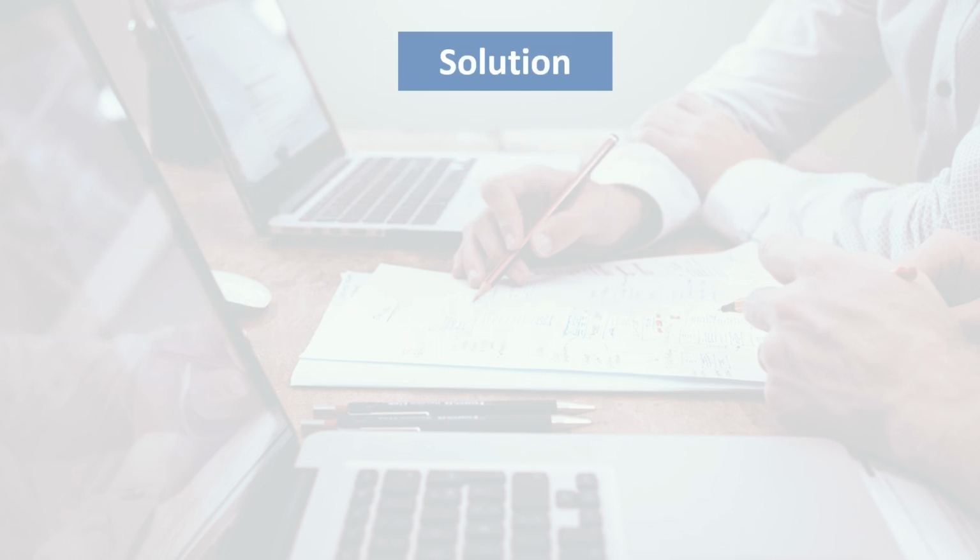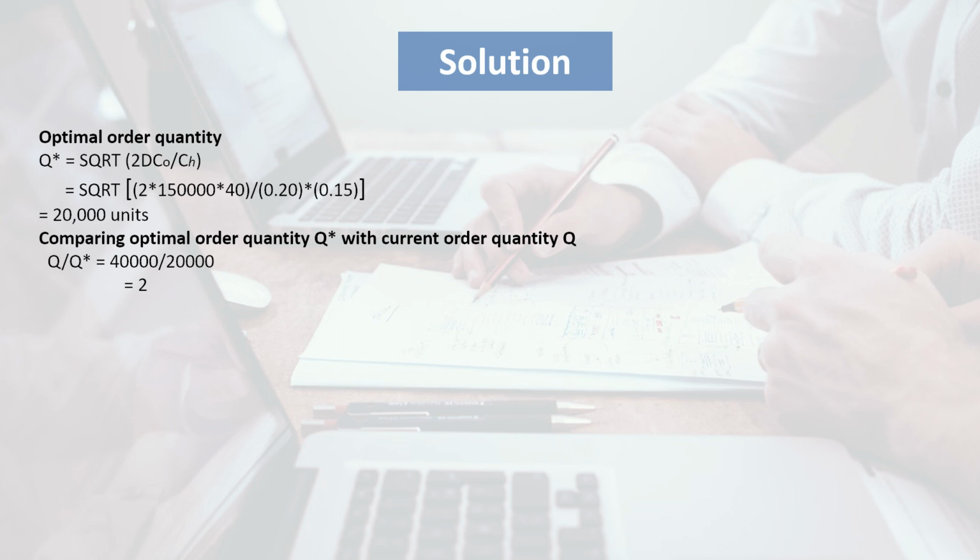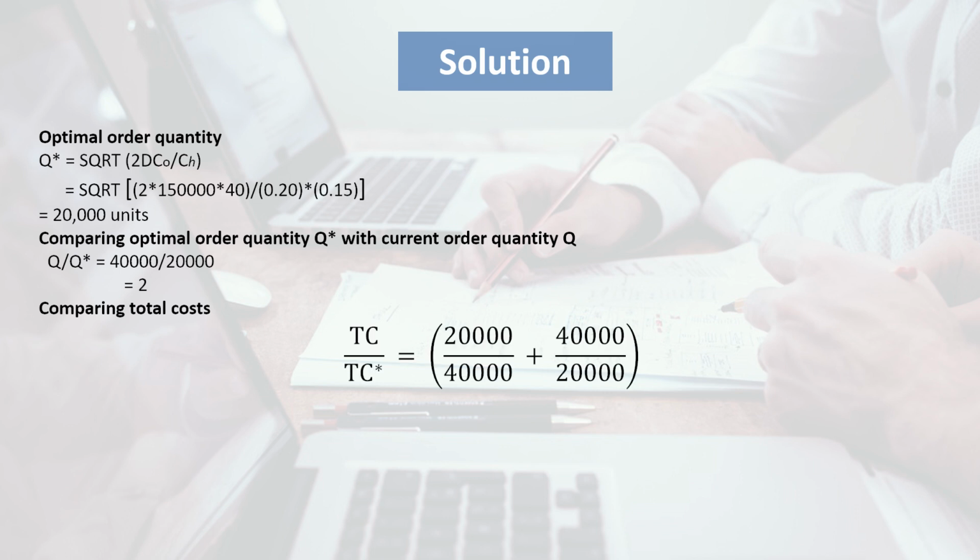In order to calculate the first question, Q star, that I have already told you, is represented by the square root of 2 multiplied by annual demand multiplied by ordering cost upon holding cost. If you substitute the values from the given question, you get the optimal order quantity as 20,000 units. Now when we compare the optimal order quantity with the current order quantity, which is 40,000, Q upon Q star comes out as 2. Now when we take the ratio of total cost upon total cost star, that is the total cost when order quantity is 40,000 against the total cost at the optimal quantity, you get the value as 1.25.